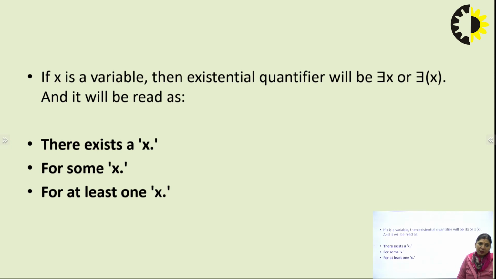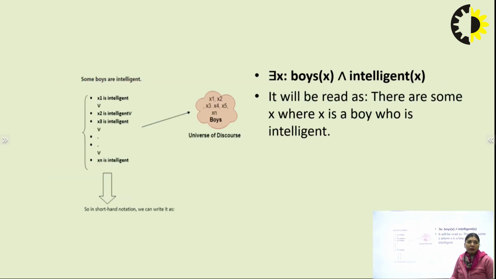So there is one more example for the same thing. If x is a variable, then existential quantifier will be for some x, and it will be read as there exists x, for some x, for at least one x. ठीक है बेटा, यानी कि मैं फिर वही कह रही हूँ, जहां पर भी कहीं भी आपको ये सिंबल दिखाई देगा, आपको simply इसको read out करना है in the form of like that. There exists a x, for some x, for at least one x.